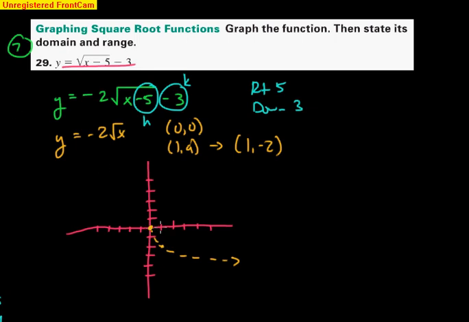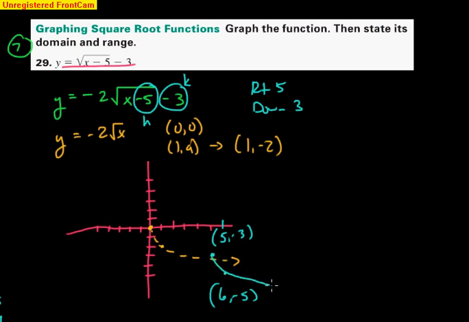So this point right here, 0, 0, goes 1, 2, 3, 4, 5, and then down 3. Right about there. And that's going to be the point 5, negative 3. And we'll do the same thing to the other point. We're going to go to the right 5. 1, 2, 3, 4. Oh, I got to make one more tick mark. 5. And then down 3. 1, 2, 3. And that's going to be the point 6, negative 5. Yeah, sounds about right. 6, negative 5.